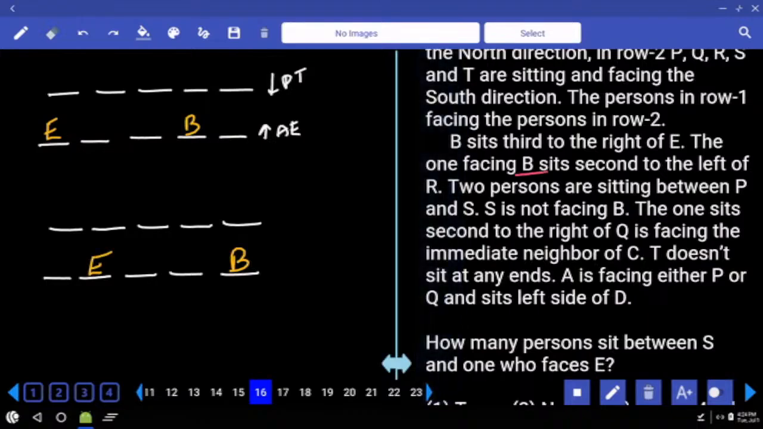The one who is facing B sits second to the left of R. Now this person who is seated second to the left of R is here. The one who is facing B is seated second to the left of R.